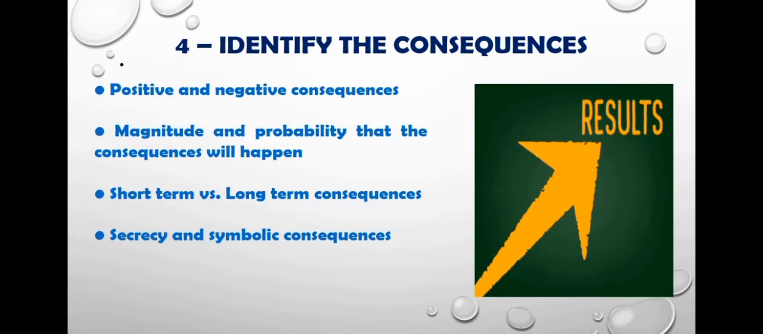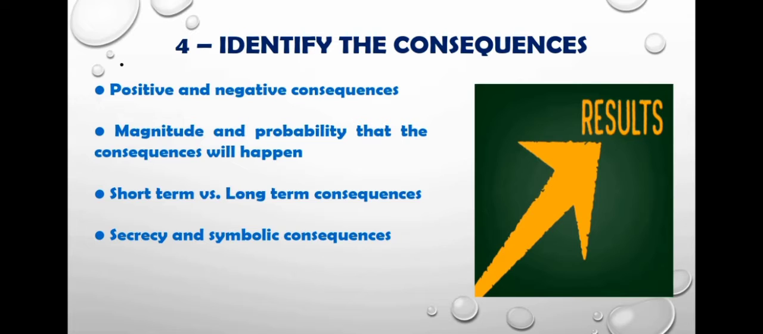Next is magnitude and probability that the consequences will happen. So, why do we need to know this? Well, it is to address how likely the consequences are to occur. The short-term versus long-term consequences. So what does it mean? When we say short-term, it is consequences that can be experienced directly, while long-term consequences will stay for a long run, haunting you and may destroy you. And then the last is the secrecy and symbolic consequences.